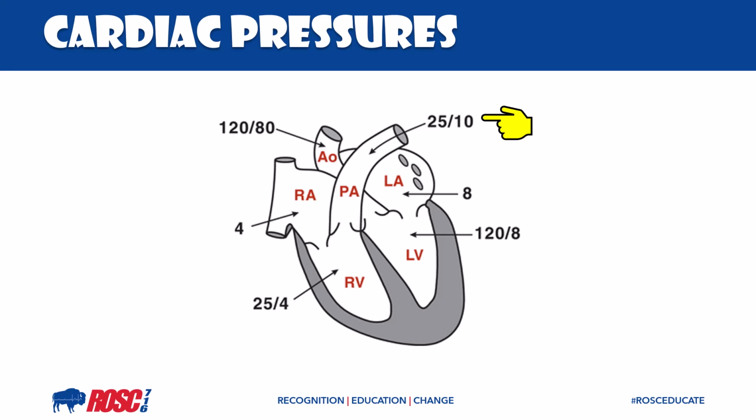Blood goes out to the lungs, comes back to the pulmonary veins, and lands in the left atrium. We have an average left atrial pressure of 8 millimeters of mercury. The blood then moves to the left ventricle. We have a left ventricular peak systolic pressure of 120, and more importantly, a left ventricular end diastolic pressure of 4. And then we move into our aorta with a mean average aortic pressure of 120 over 80.